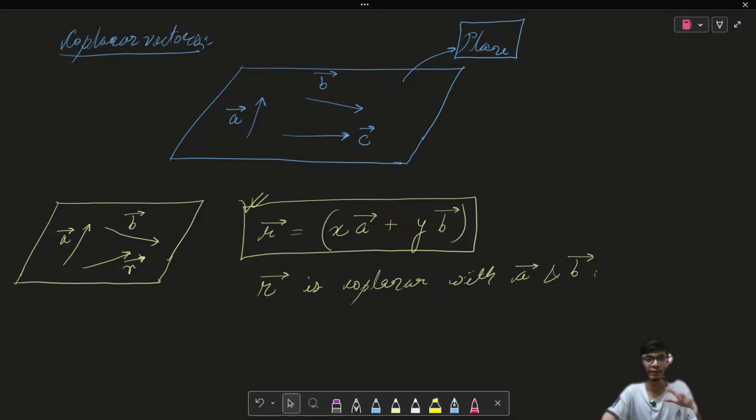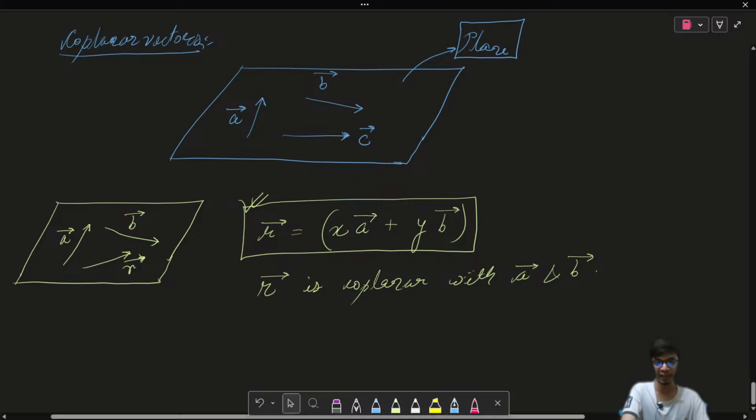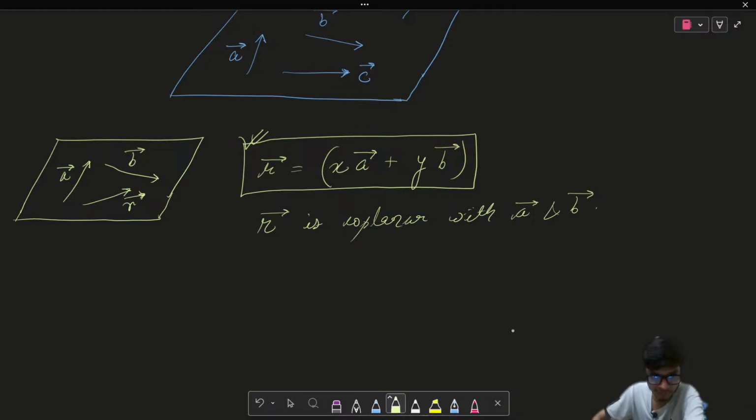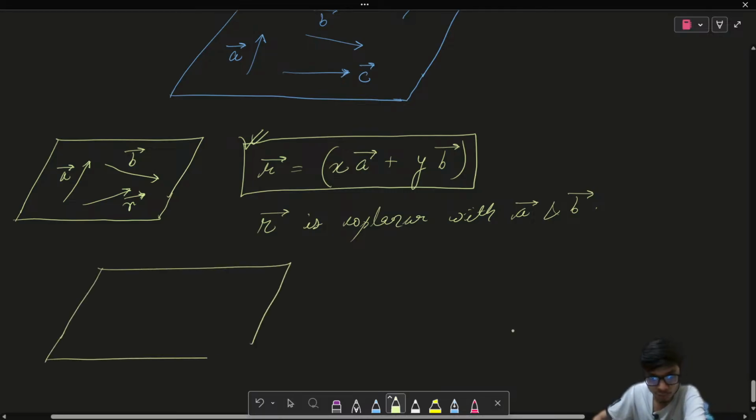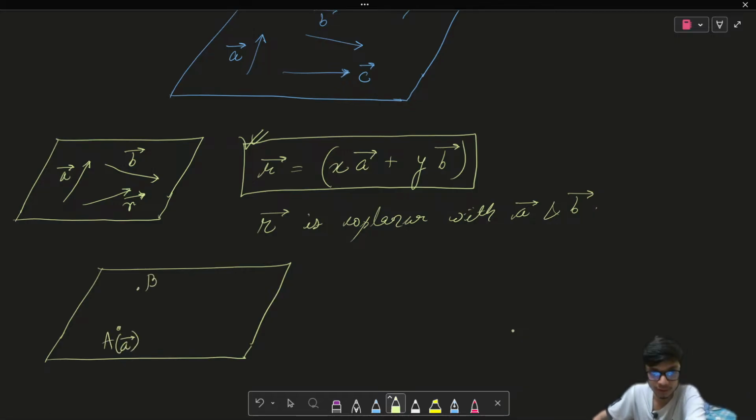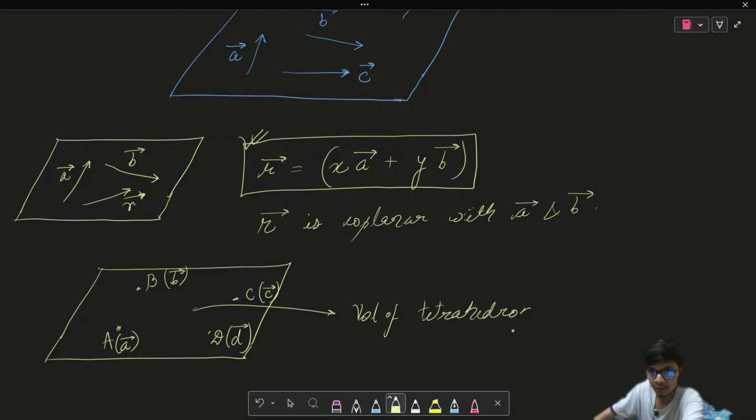Now, if we relate it with points, similarly, if we have 4 points, the coplanarity concept can be talked about. Let us say I have 4 points and the position vector of each point is given as follows. If I need to talk about the coplanarity condition of these 4 points, the easiest way, in terms of a geometric figure, is to imagine the volume of the tetrahedron ABCD to be 0.